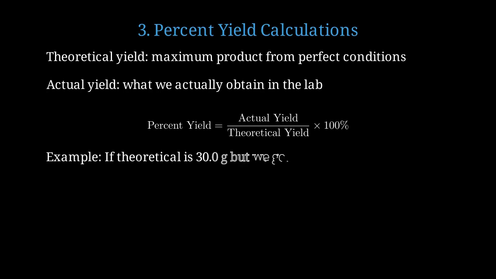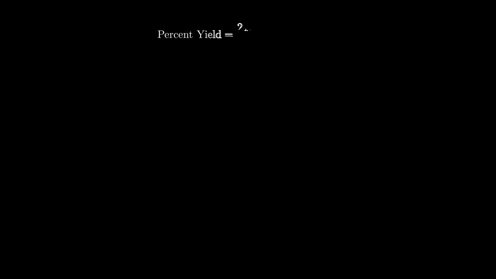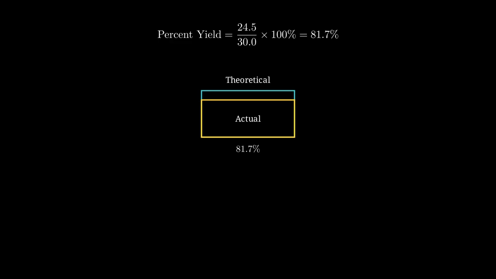For example, if our theoretical yield is 30 grams, but we only obtain 24.5 grams, the percent yield would be 24.5 divided by 30 times 100, which equals 81.7%. This visual shows the actual yield as 81.7% of the theoretical maximum.